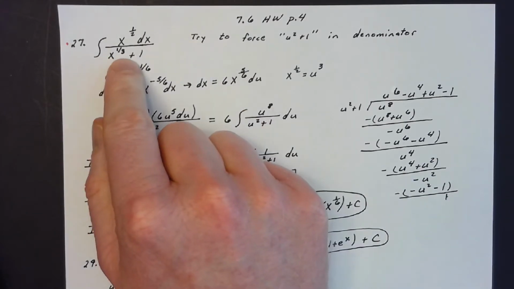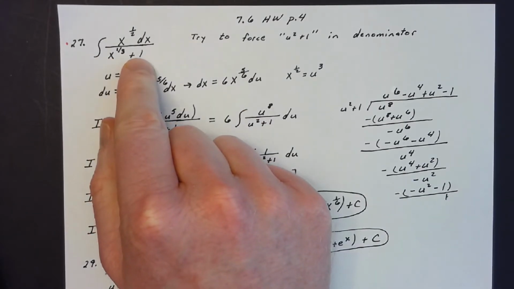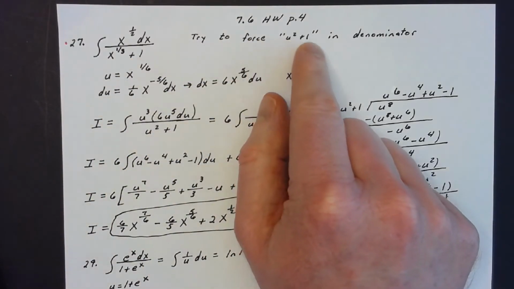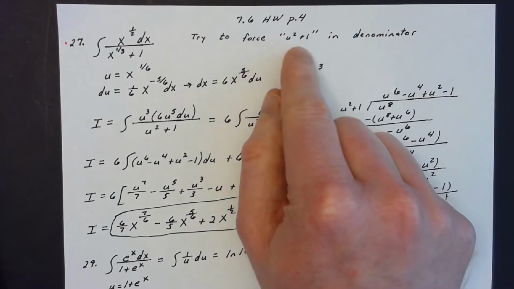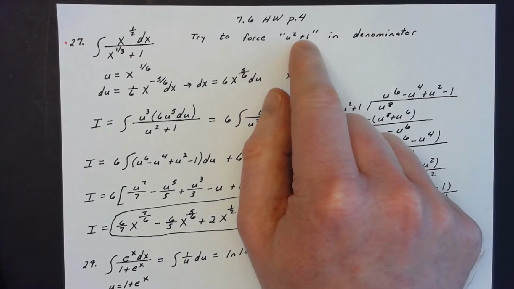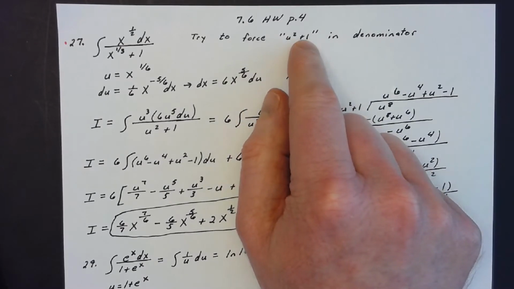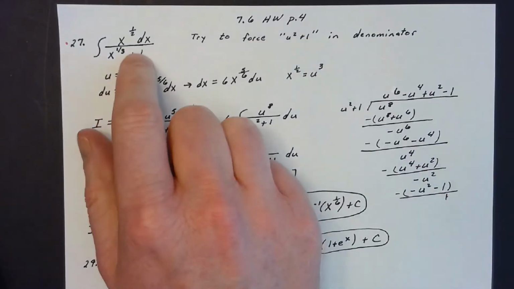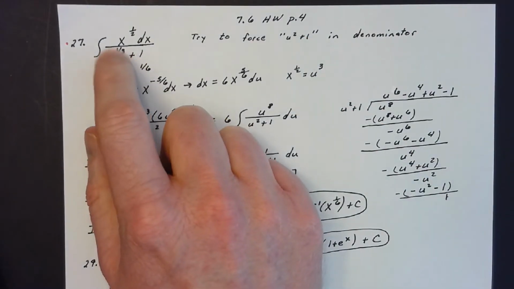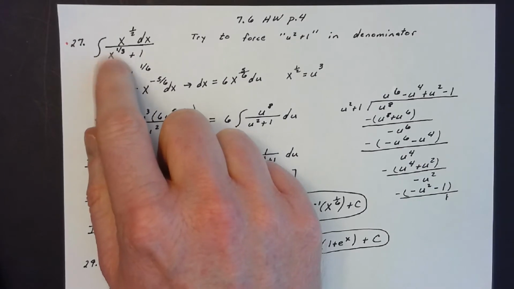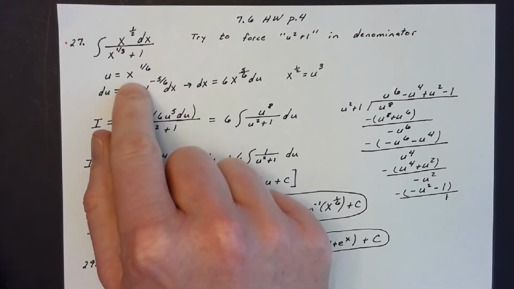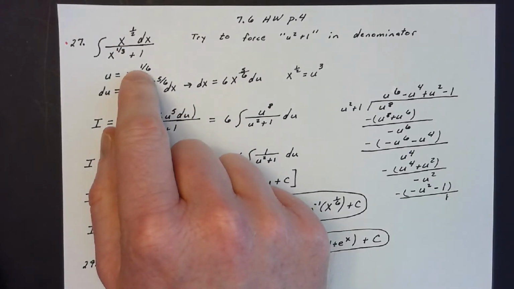As soon as I see that plus 1 in the denominator, my goal is to try to force a u squared plus 1 in the denominator, because anytime we can get that expression in a problem, usually good things happen, such as inverse tangent and stuff like that. So in this one, if I'm thinking of that, I know that's x to the 1/3. If I let that equal u squared, then u is going to equal the square root of that, or x to the 1/6.